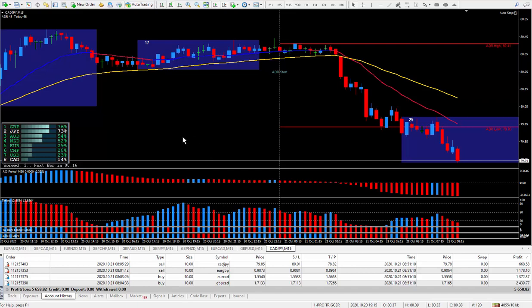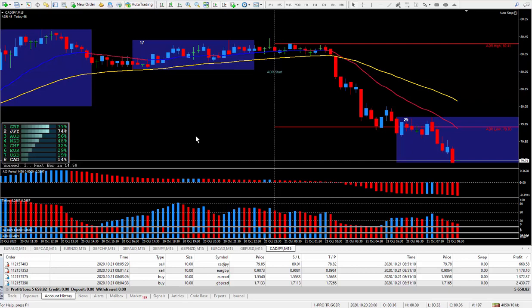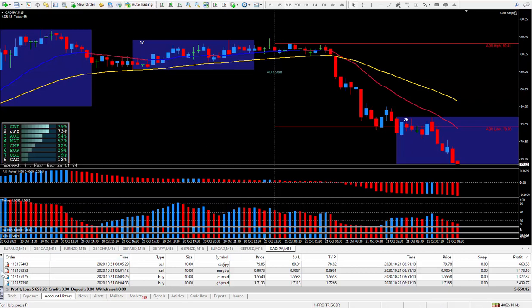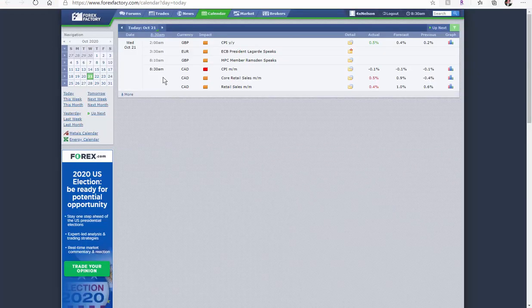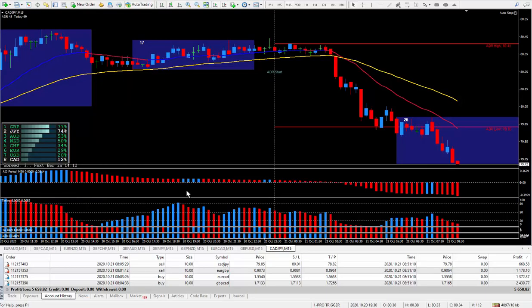Three of the trades were based on CAD high impact, actually it was medium impact news. Let's take a look at that news. Wednesday, October 21st at 8:30 a.m., medium impact news. It was the core retail sales. Both of them were negative here. Red means we're selling the Canadian dollar. My pro trigger was telling me prior to the news to sell the CAD, as you can clearly see.